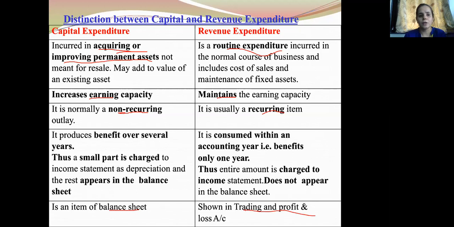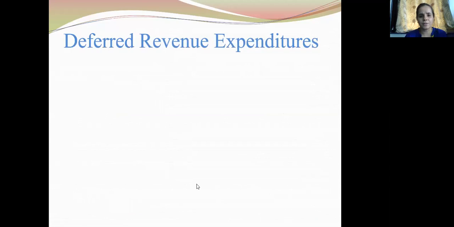Student, I think till now a little bit of the concept regarding revenue and capital expenses is clear for you. Now we take our discussion towards the third type of expenses, that is deferred revenue expenses. Student, as you see, this third type of expenses comes along with revenue expenditure. It means these types of expenses are revenue in nature, but the word deferred is coming. It means there is some difference between the revenue expenses and the deferred revenue expenses.